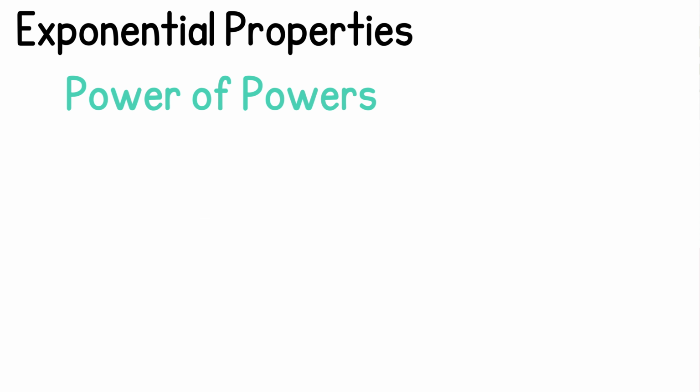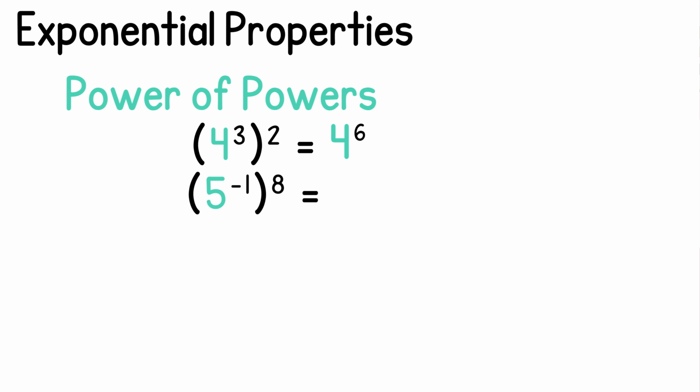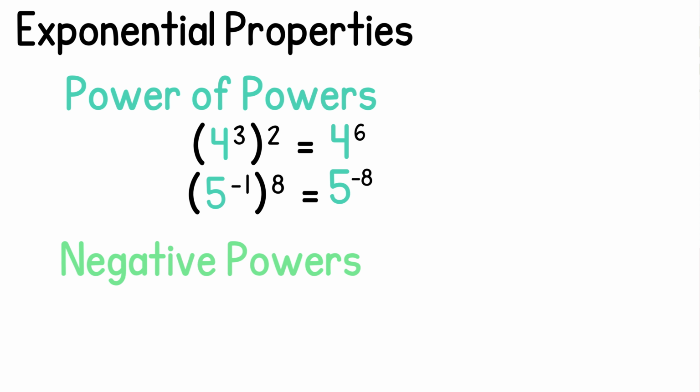Now let's look at power of powers. So if we have 4 to the 3rd all raised to the second power, then we can keep the base and multiply the exponents. So we would have an exponent of 6. Or if we had 5 to the negative 1st all raised to the power of 8, then we would keep our base of 5, and multiplying negative 1 times 8 would give us negative 8. This brings us to our last property of negative powers. So if we take the example that we were given of 5 to the negative 8th, then we're going to rewrite this as a positive exponent by putting it on the bottom of a fraction under 1.